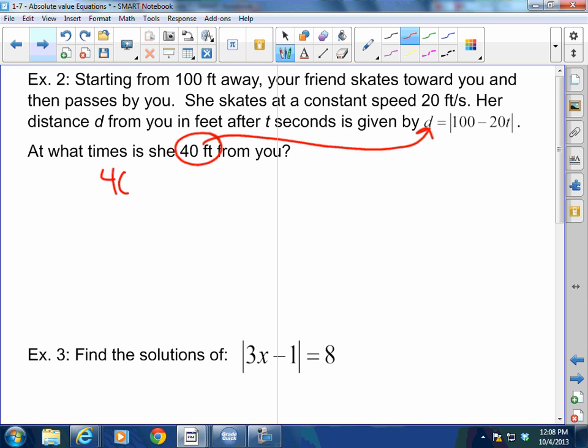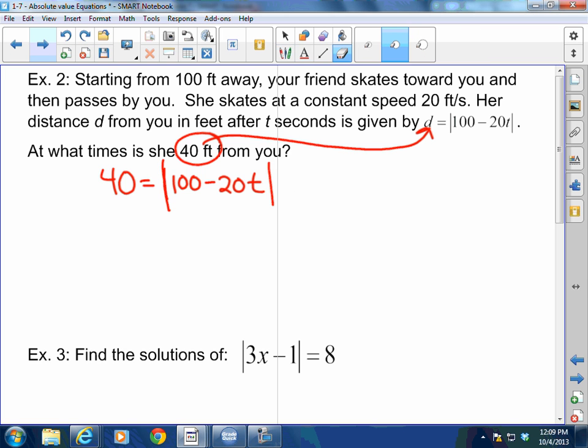So I have 40 equals the absolute value of 100 minus 20t. All I did was evaluate. Now I got to solve. Remember, when I got to solve this, the first thing I got to do is make sure the absolute value is alone. Is the absolute value alone here in this case? Some of you are saying no. How? Is something being added to this? No. Subtracted? No. Multiplied? No. Divided? No.